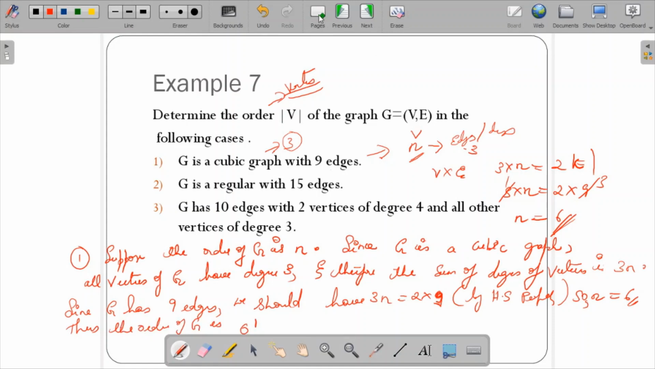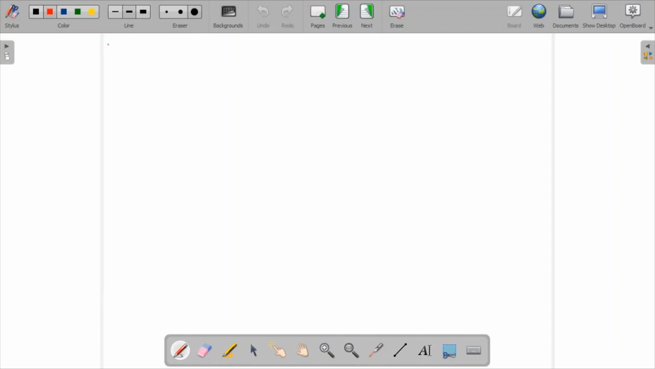Next we'll solve the second one. Find the number of vertices when G is regular with 15 edges. If you remember the regular graph, any regular graph should have an equal degree at every vertex. That is the meaning of the definition. For example, if the number of vertices is n and the degree is k, then the degrees should be equal. A 2-regular graph means all the vertices will have degree 2 itself.